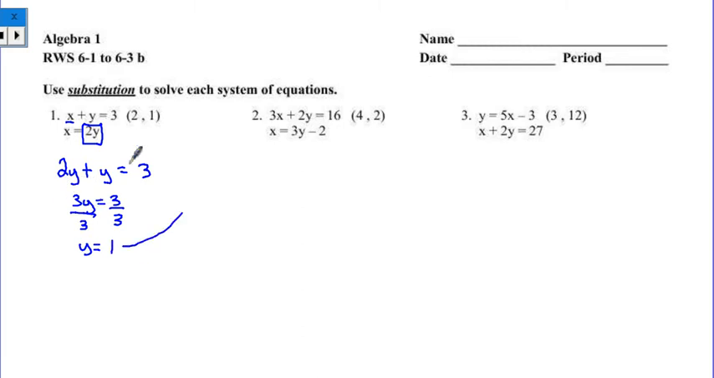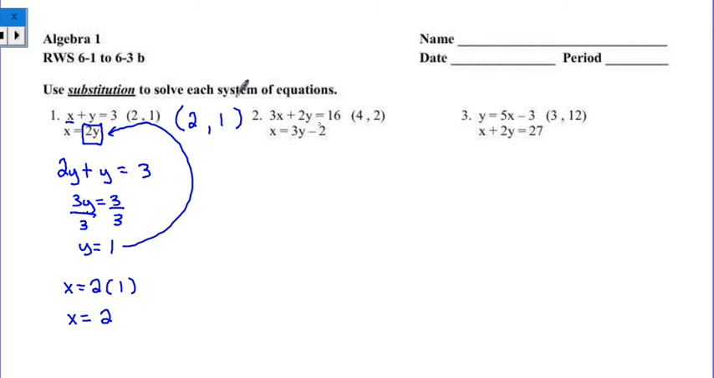Take that 1, plug it back in the box. That's what we always do with substitution. That's going to make it x equals 2 times 1, which means x equals 2. Again, the ordered pair comes from you putting an ordered pair, parentheses, a comma. The x goes in the first spot, so it'd be 2. The y goes in the second spot, that would be 1.